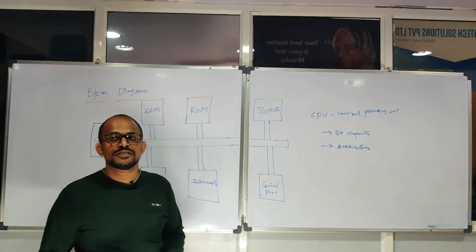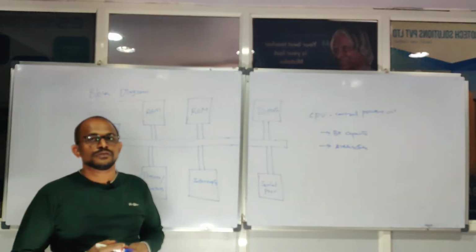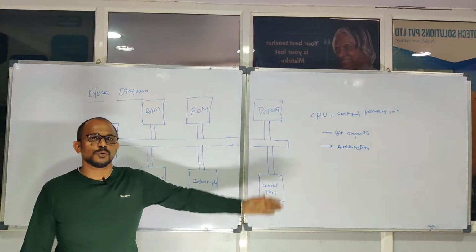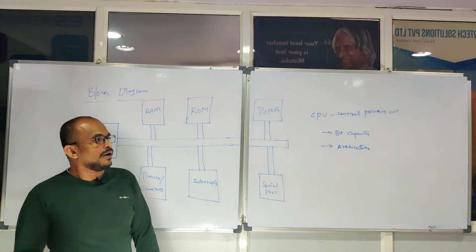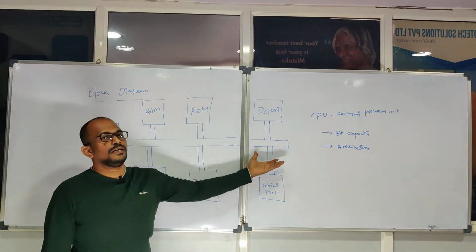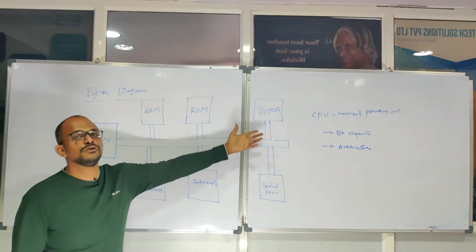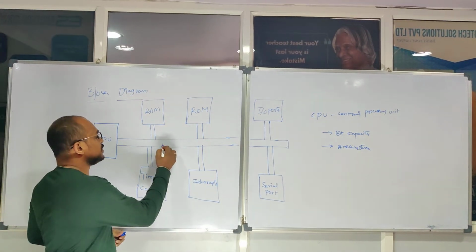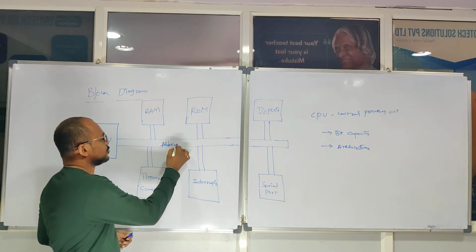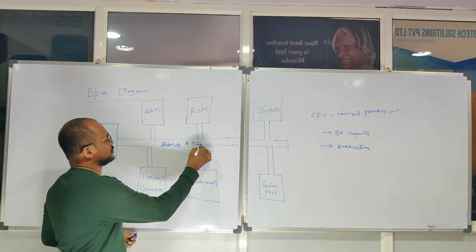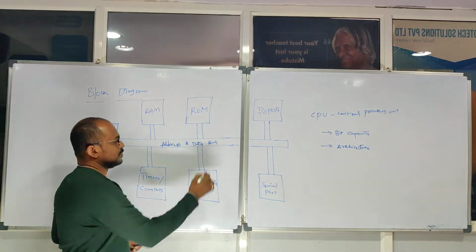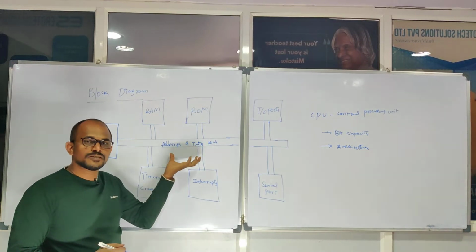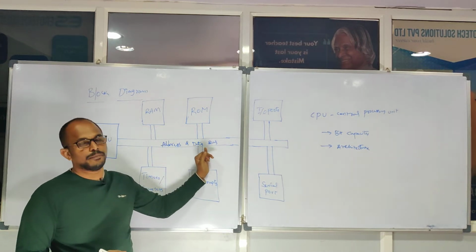Every processor has its own architecture, in the form of buses. See the processor, which is connected with all these individual blocks with the help of standard buses. These two buses' names are address bus and data bus. So your processor is connected with these two different buses, address bus and data bus.